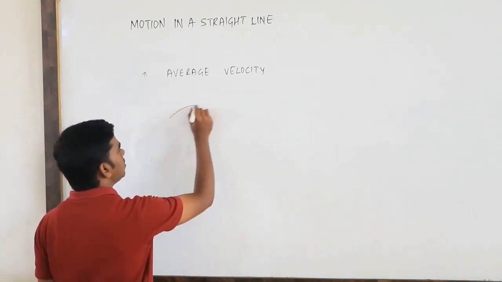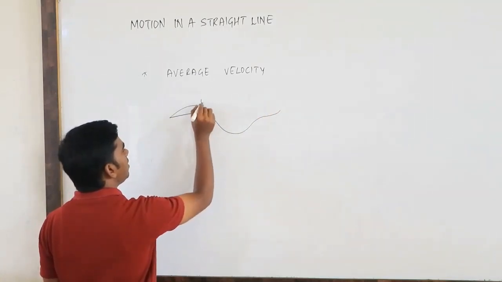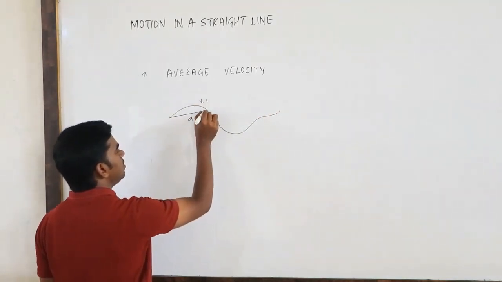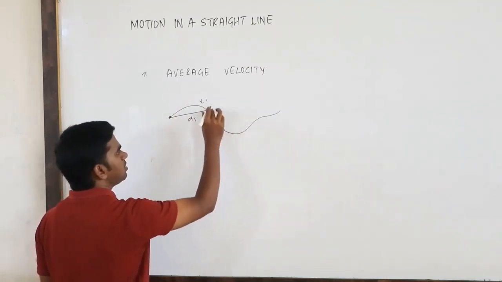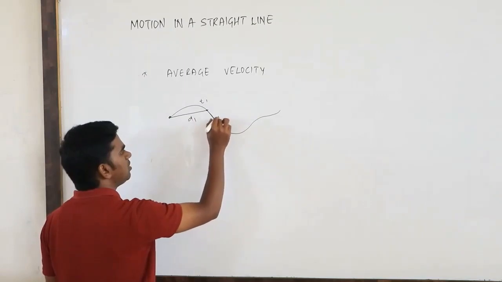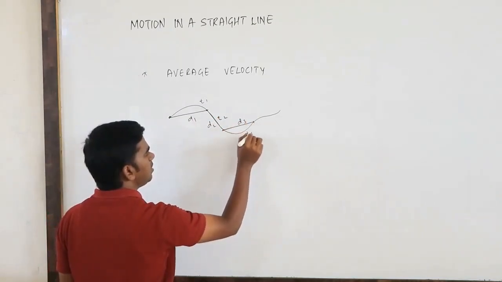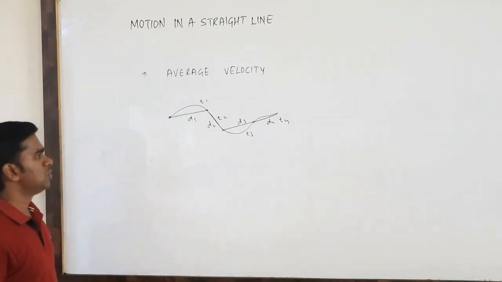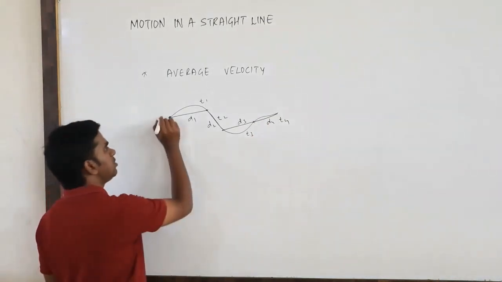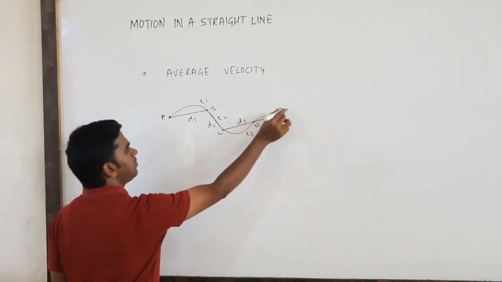So suppose there is an object. For t1 time, it will take d1. This is not displacement, not this one. From here to here, distance and displacement are the same. So d2 in t2 from here to here, d3 in t3 again from here to here, and d4 in time t4. Okay, so this is point A, B, C, D, E.